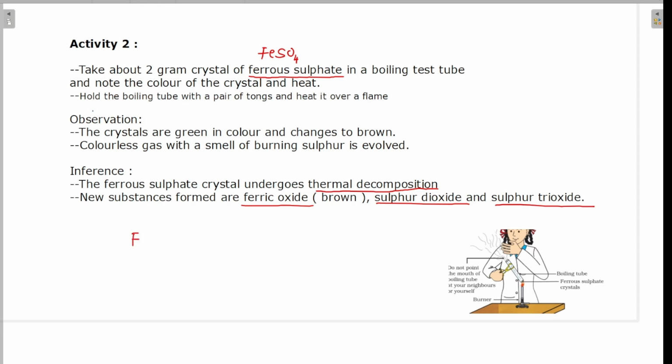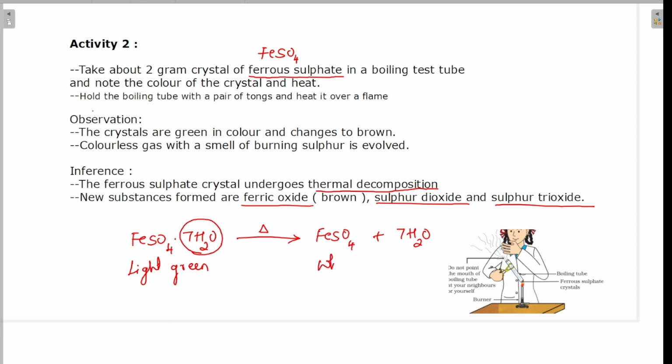Initially, the ferrous sulfate crystals are green in color. It is actually the hydrated ferrous sulfate which is green in color. Once we start heating this, it will lose the water of crystallization to form white color ferrous sulfate, FeSO4. The hydrated ferrous sulfate is light green in color. Once it loses water of crystallization, it will turn white in color.